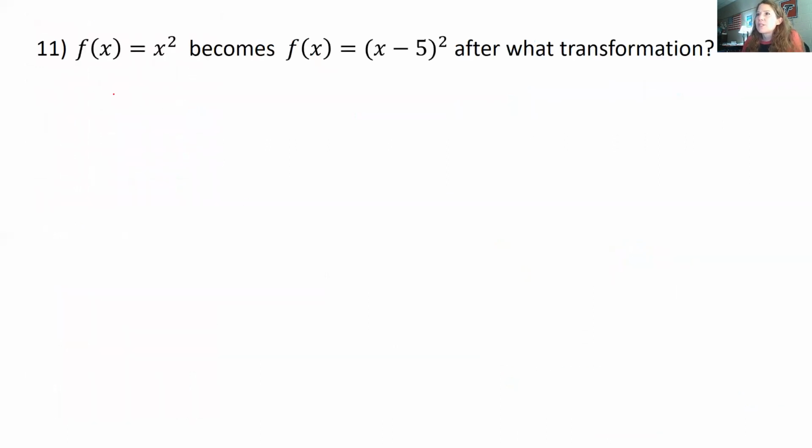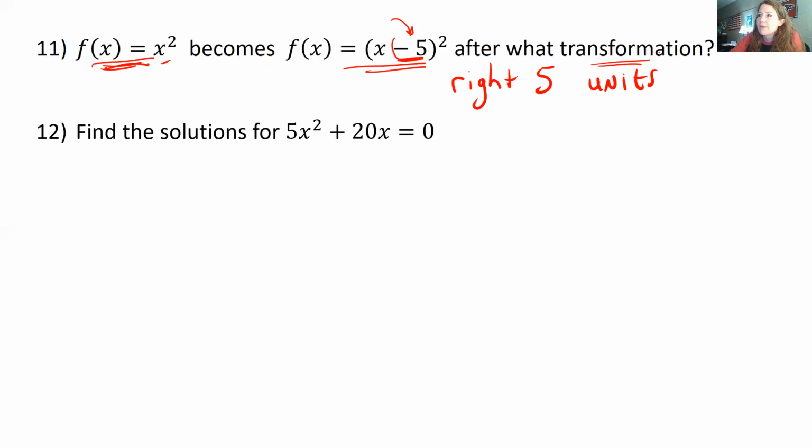Number 11, if we start with a parent function and it becomes x minus 5. Well, when this becomes x minus 5 squared, this right here means that we would have transformed our parent function right 5 units. Right 5 units. Now, I had a whole video on transformations and a whole section on Canvas for transformations. So if that's not familiar to you, you need to go back and watch that.